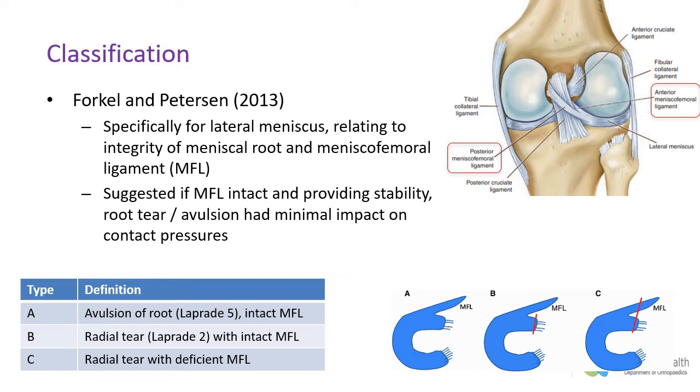Type C has a root tear and a deficient meniscofemoral ligament, which could either be a discrete lesion or a tear lateral to the meniscal origin of the ligament. The net effect that they found was if the meniscofemoral ligament remained intact, the meniscus and knee was relatively spared from the consequences of a root tear. Bear in mind that approximately 7% of patients have no meniscofemoral ligaments, and the anterior meniscofemoral ligament, which is visible on arthroscopy, is present in only a minority of patients.